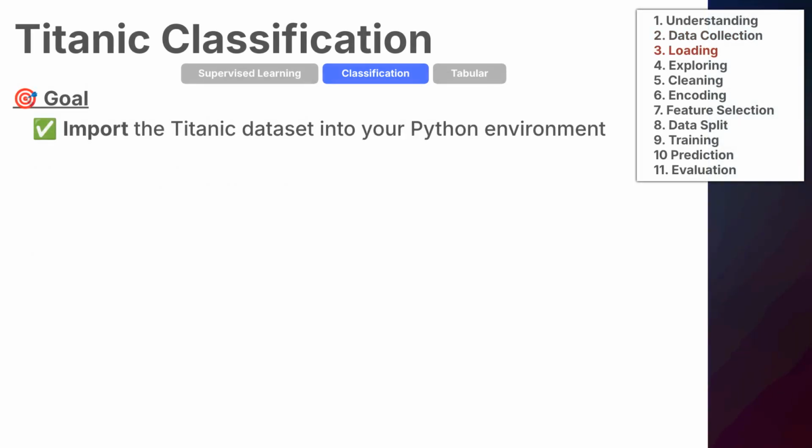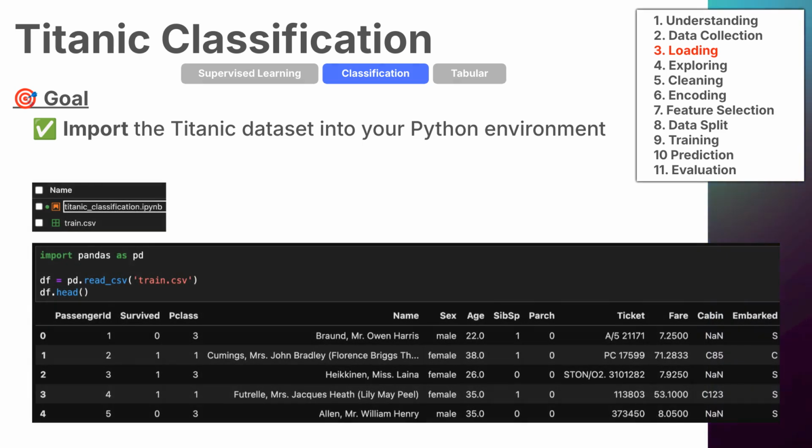3. Loading the data. Same as the regression task, import the dataset into your Python environment. You'll see rows and columns with meaningful headers like PassengerId, Pclass, Sex, Age, Fare, and Survived. Make sure the CSV file is uploaded into your file browser before running the pandas method.